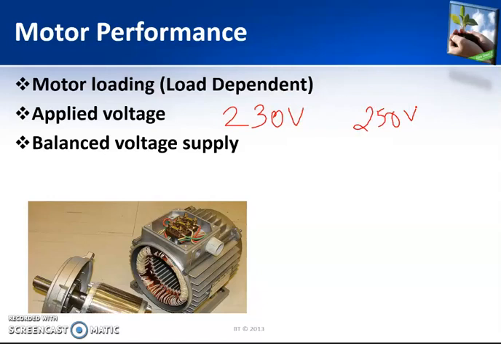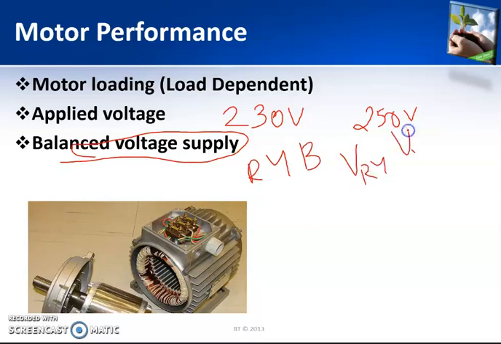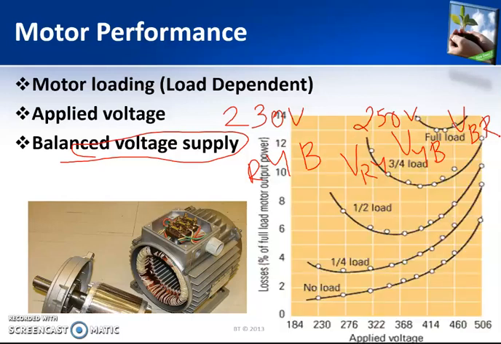higher operating losses. Similarly, the balanced voltage supply, that is, in the case of a three-phase supply, you will have three phases, R, Y, and B. So if VRY, VYB, and VBR, if these voltages are different, then it will result in an unbalance in the supply. So that will also affect the performance of the motor.